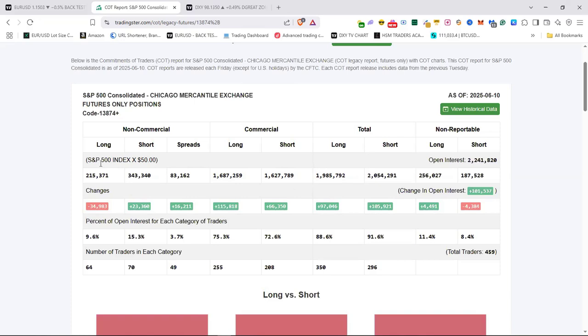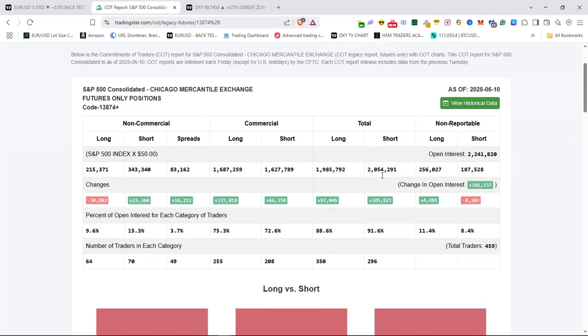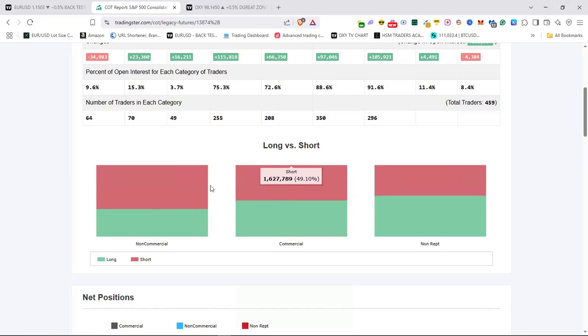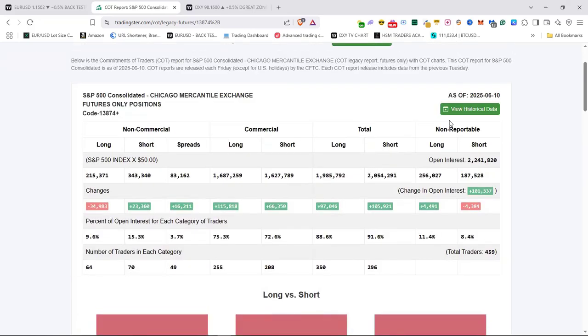But if you combine both of this information, we see that long is 1,985,792 and short is 2,054,000. And if you look at the graphical representation, you're going to see that we have more short and less long. Okay, so that was the data for this week.